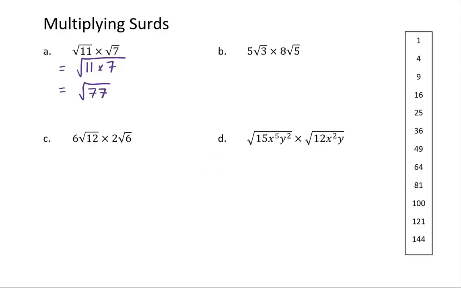We check once again to make sure we've got simplest form. Square root of 77, well, our only two factors of 77 are 11 and 7, and neither of those are square numbers, so this is in simplest form.